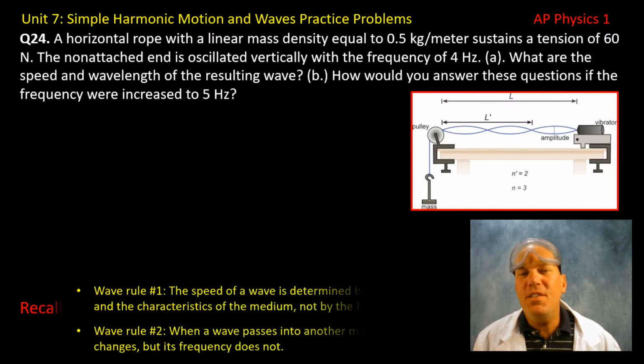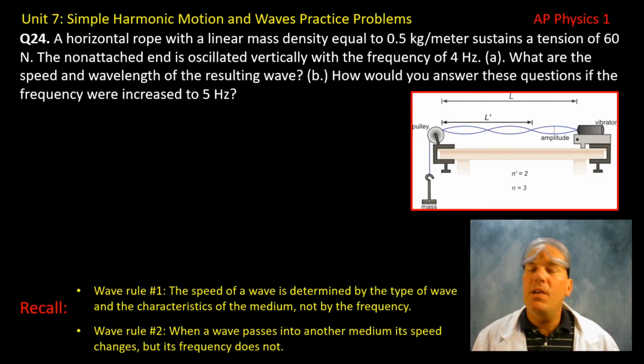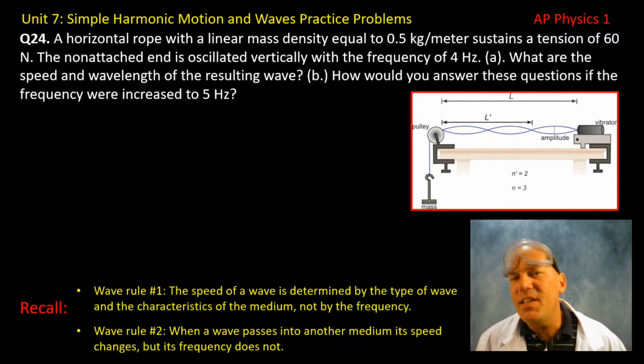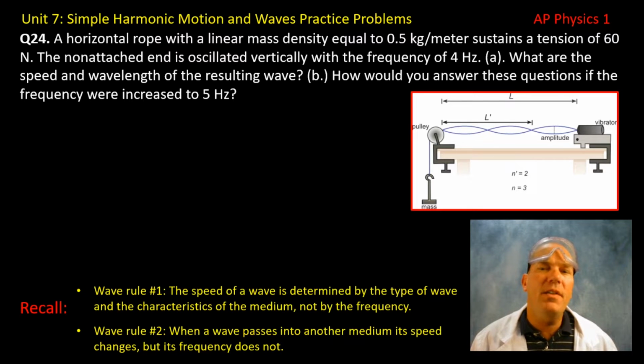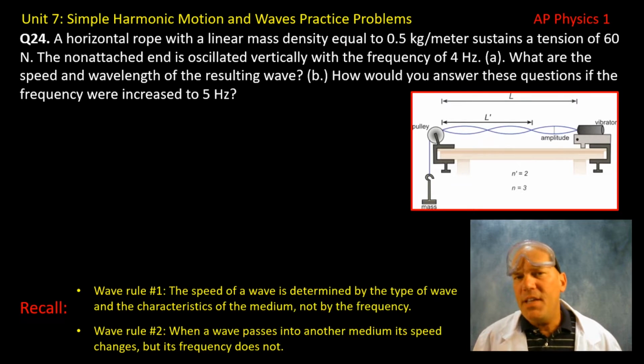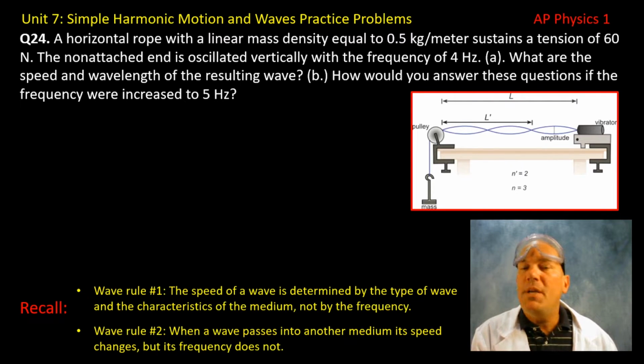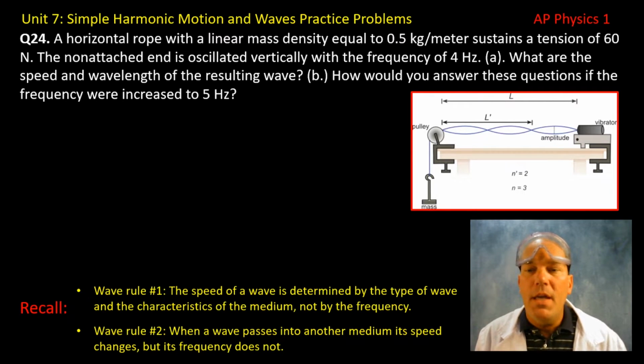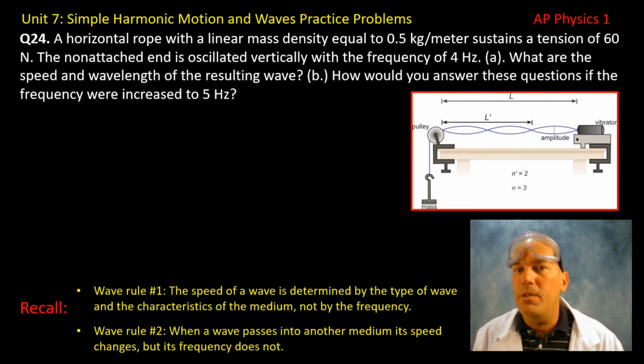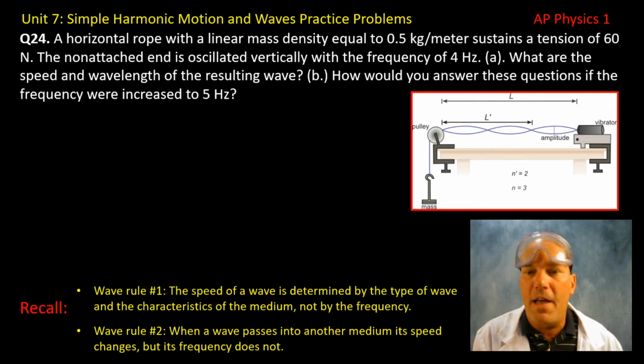All right, question 24. A horizontal rope with a linear mass density equal to 0.5 kilograms per meter sustains a tension force of 60 newtons. The non-attached end is oscillated vertically with a frequency of 4 hertz. You're asked, what are the speed and wavelength of the resulting wave? And in part B, you're asked, how would the answer to these questions change if the frequency were increased from 4 hertz to 5 hertz?